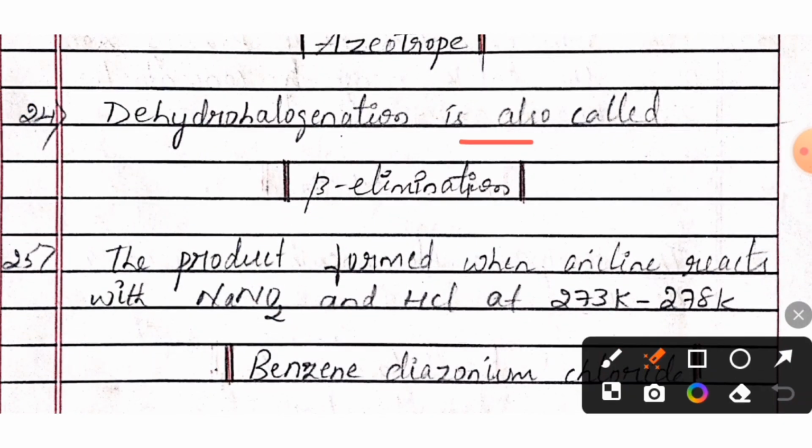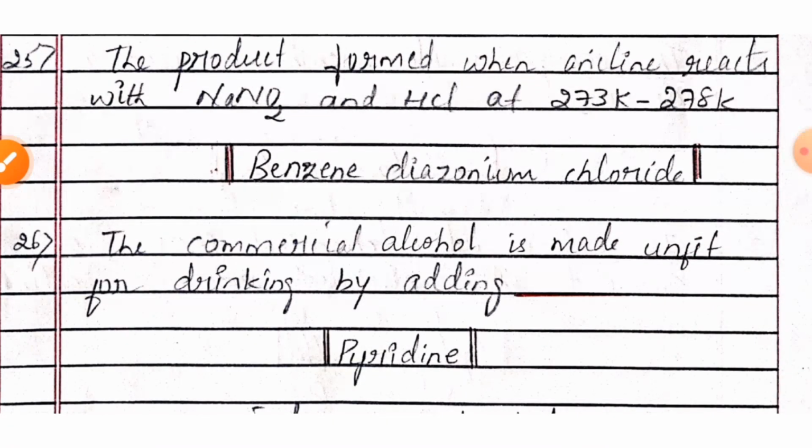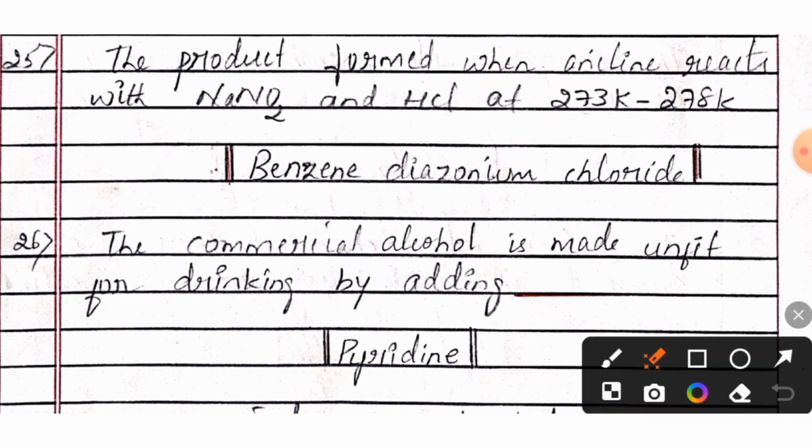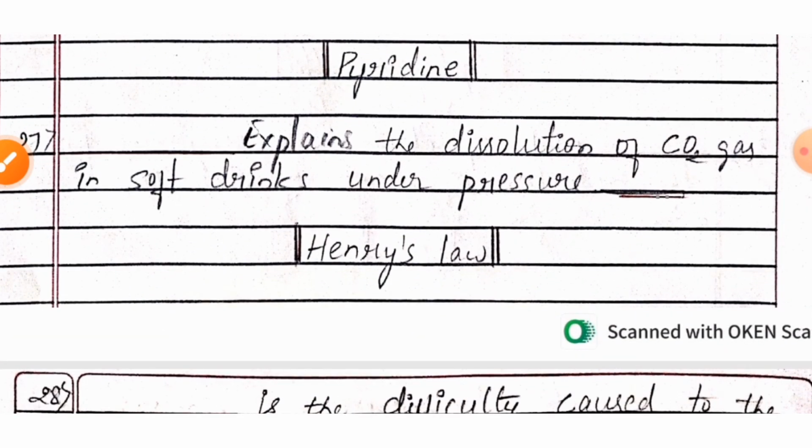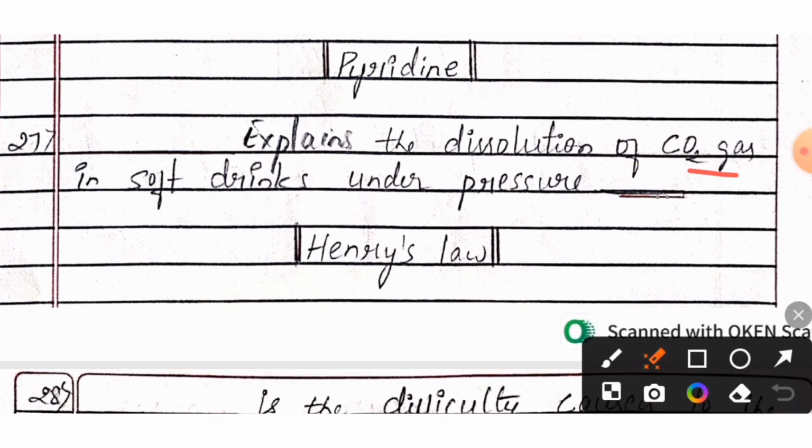Dehydrohalogenation is also called beta elimination. The product formed when aniline reacts with sodium nitrite and hydrochloric acid at 273 Kelvin to 278 Kelvin is benzene diazonium chloride. The commercial alcohol is made unfit for drinking by adding pyridine. Dash explains the dissolution of carbon dioxide gas in soft drinks under pressure. Henry's law.